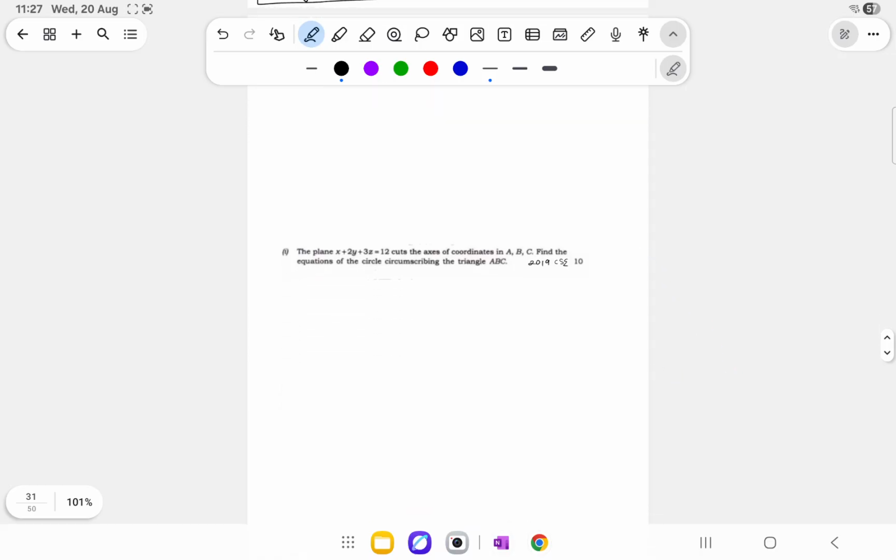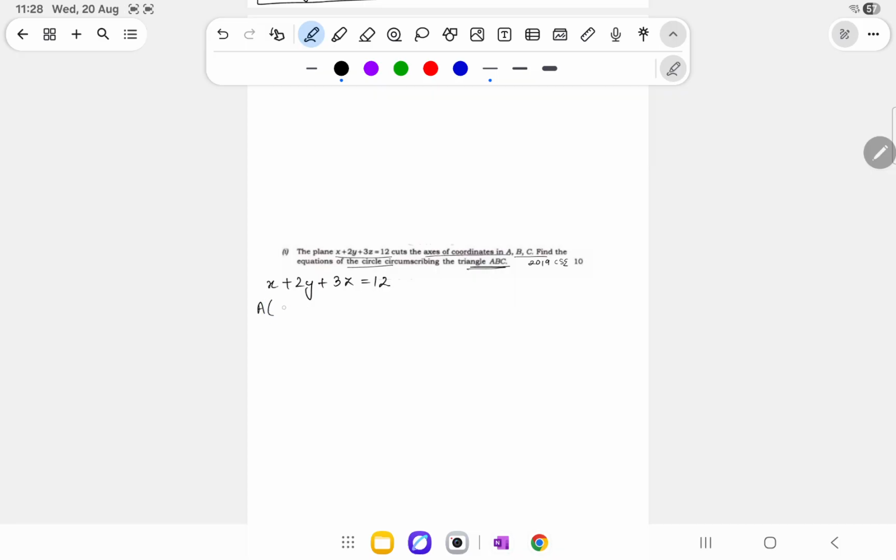So next question says that the plane cuts the axis of coordinates in A, B and C. Find the equation of circle circumscribing triangle ABC. So my given equation of plane is x plus 2y plus 3z equals to 12. So it says that this plane cuts the coordinate axis at A, B and C. So we can easily find out coordinates of A, B and C.